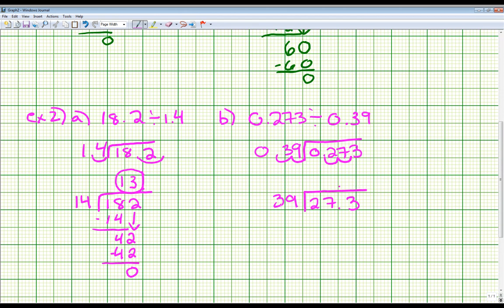If we take a look here, 39 into 27, 39 can't go into 2, so that's why I skipped to 27. It cannot go into 27. So in front of the decimal, there's going to be a 0. 39 can go into 273.